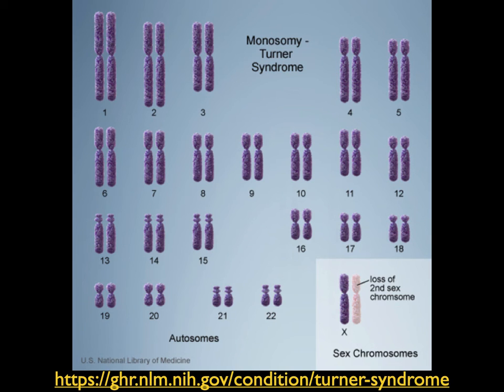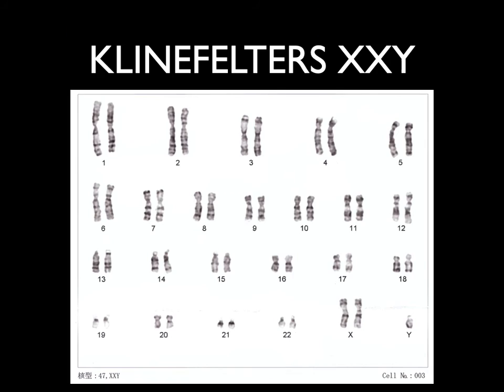Monosomy, which is Turner syndrome, meaning there's only 1 X chromosome instead of 2. It's missing there. They've got it shaded in the bottom right. Klinefelter's is XXY. There's your normal karyotype, and then you've got 2 X's and a Y. And that is not normal. It's Klinefelter's. You'll need to know those for your quiz.